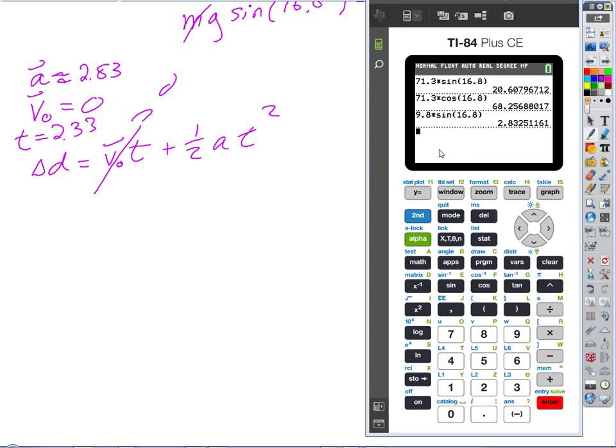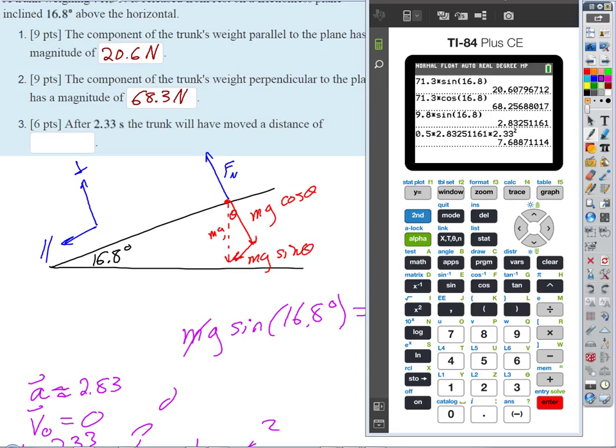So we're going to do 1/2, so I'll just make it 0.5 times my acceleration, which is right there. We agree that's the number that we used for acceleration, times the time of 2.33 squared. There it is. So we had 3 sig figs, right? So what's that going to be? 7.69. And we were measuring displacement, so what would standard units be? Meters. Right?